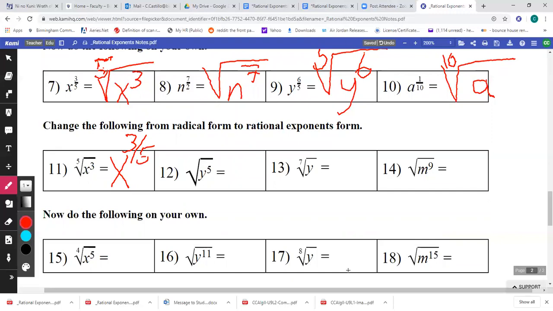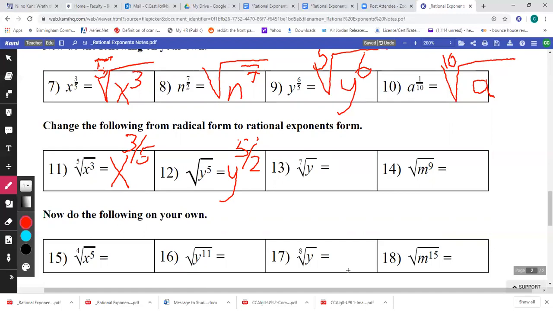Number 12, the power is on top, and the root is there. And because there's no number there, a lot of people will get confused and they will put a 1 there as the denominator. It is not a 1. When you don't see a number with a radical, that's the square root. It's always going to be 2. Please do not get that wrong.